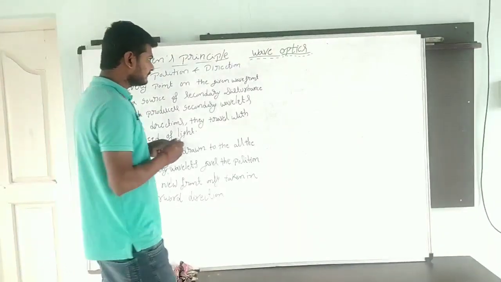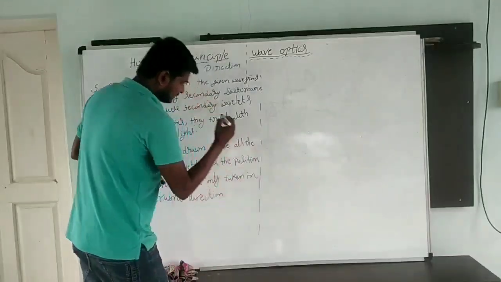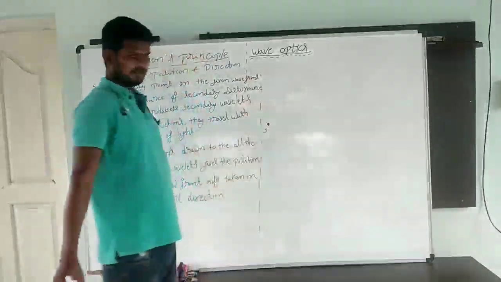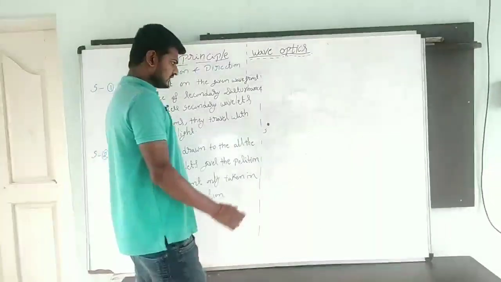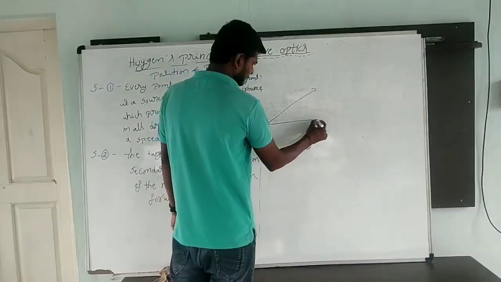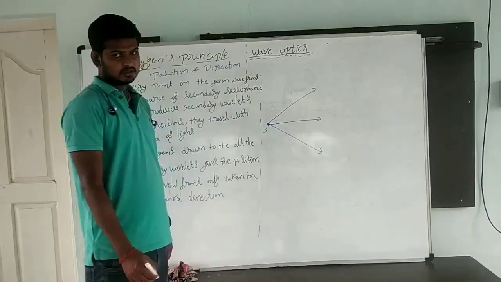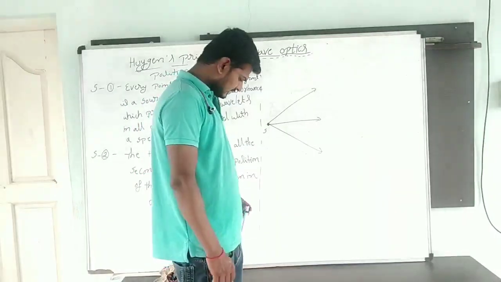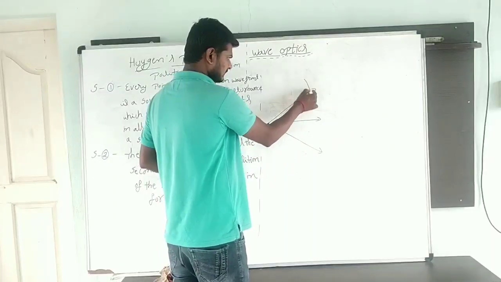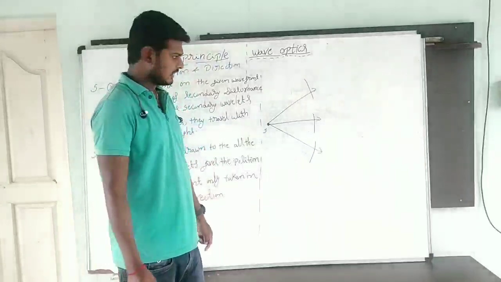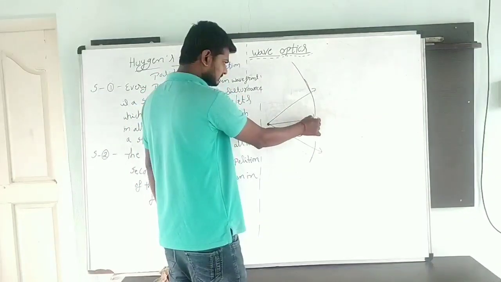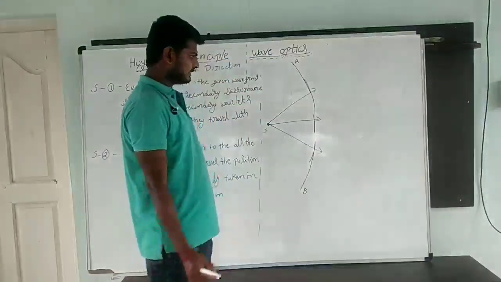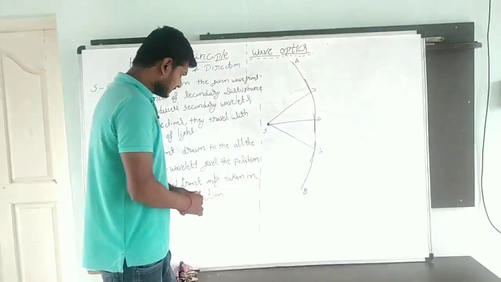Observe properly, this is important. Here I am going to take a source. This is the source of light. It is going to emit the rays. I am going to draw the normals, and join all the normals. This is A, the given wavefront.